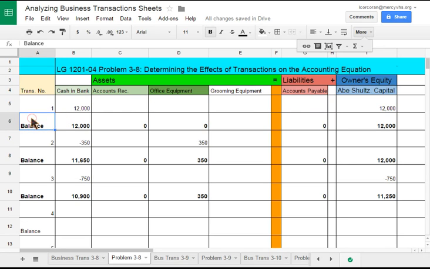So when we go to find the balance, all we do is pull that down. 12,000 plus 0 is 12,000. We have no money coming to us, so it's 0. We didn't buy any office equipment. We didn't get any grooming equipment, so we fill in a 0. And we didn't borrow any money, or buy anything on account, so it's a 0. And we just bring down the $12,000 on the other side. So you look at the orange line, you'll see that we have a balanced equation here. $12,000 is equal to $12,000.